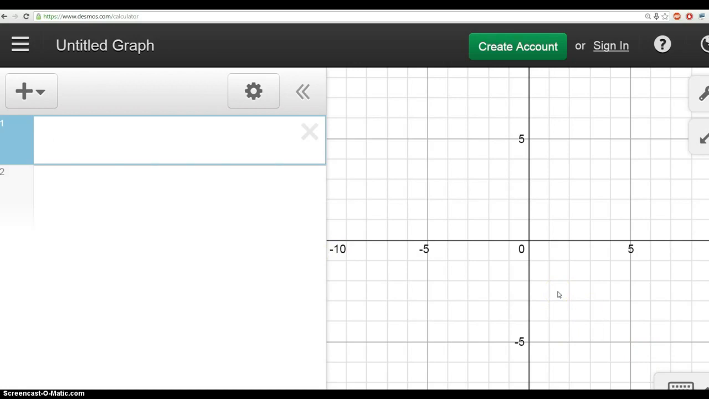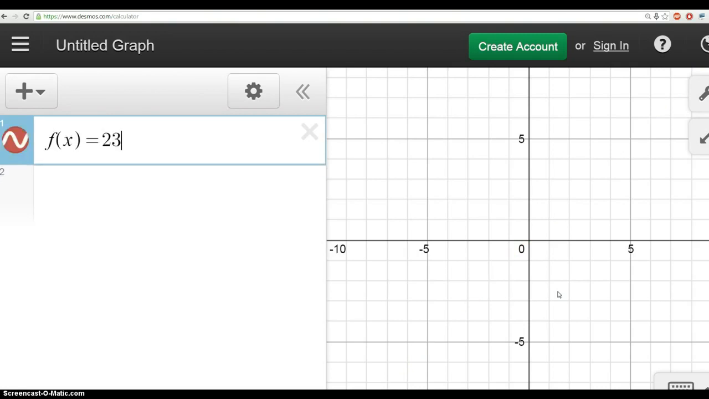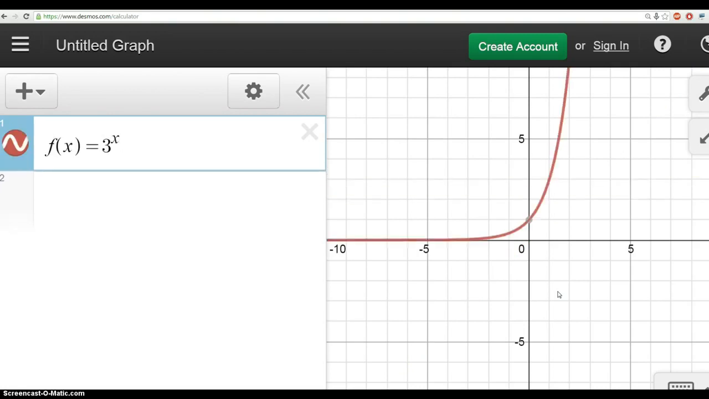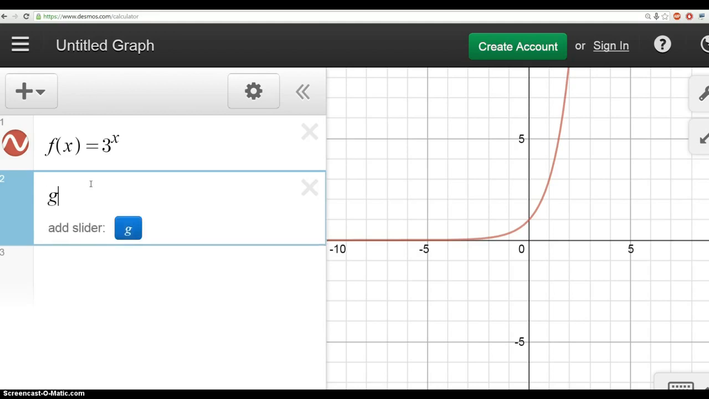All right, the first problem says f of x equals 3 to the x power. Well, that's an exponential equation. And the second one is g of x equals negative 3 to the x. So let's type that one out, see what it looks like.